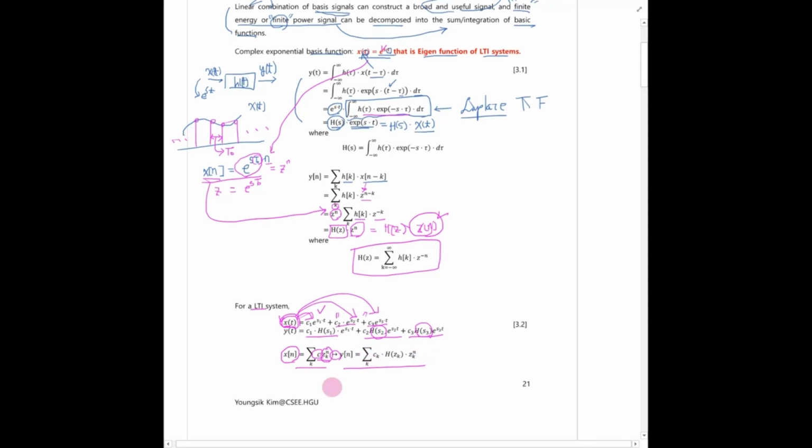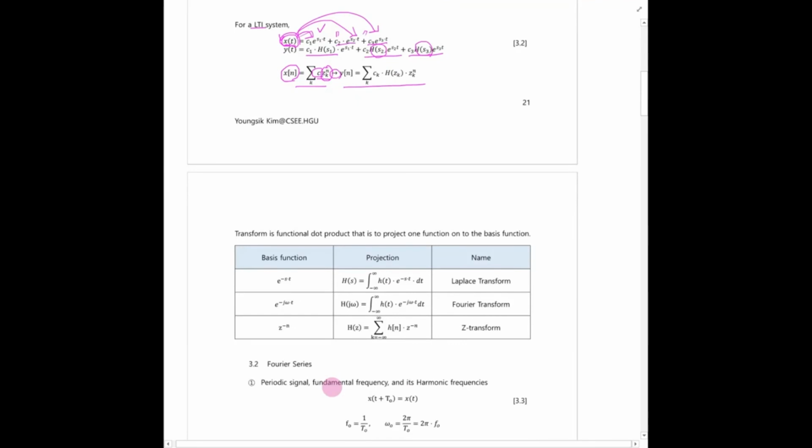Okay, here are some basic definitions for the transformations. The first one is the basis function. Three different ones are defined, but as I said, all of these are complex exponential functions. This one is the general one. H(s) we define by this product and taking the integration. This transform is called the Laplace transform. So h(t) transforms to H(s). That is the Laplace transform.